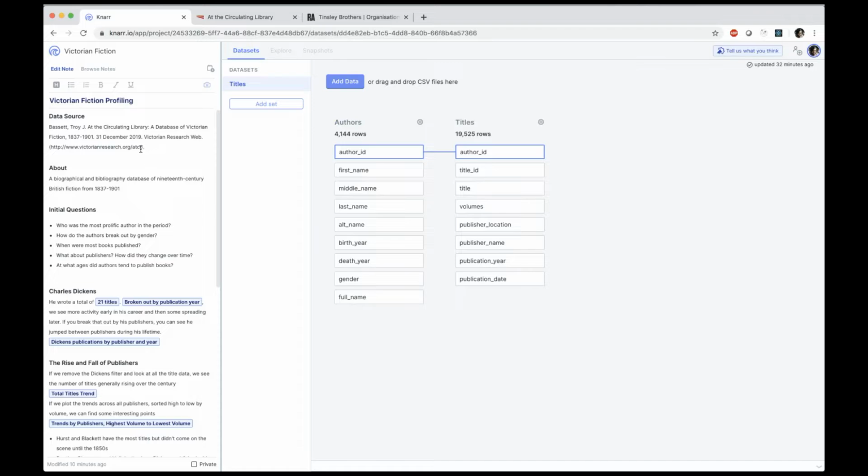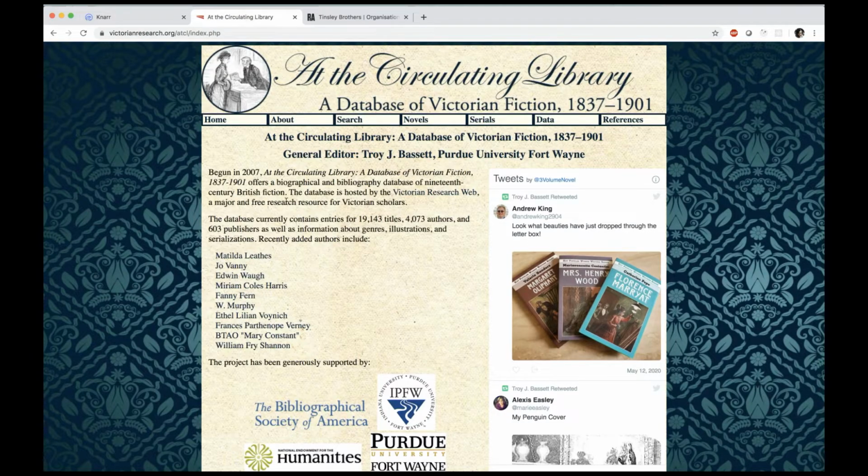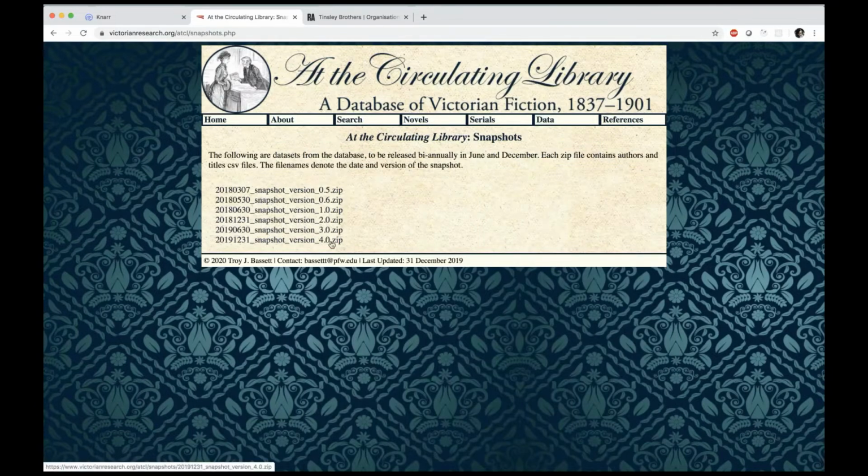So I've got this data source here from victorianresearch.org. It's called At the Circulating Library. It's a pretty cool website. It's got a database of Victorian fiction from 1837 to 1901. And the data is nice and easily accessible in some CSV files. So kudos to them, to Troy Bassett, for making it so accessible.